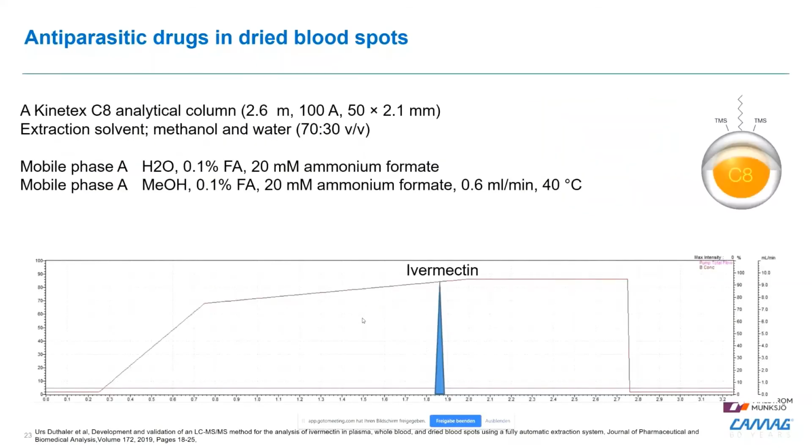So here, it was basically a very easy separation. However, we wanted to really separate the matrix from our compound. So we run a very fast gradient on the C8 column. The method takes a little bit more than 3 minutes and is also done with water and methanol containing some ammonium formate as buffer.